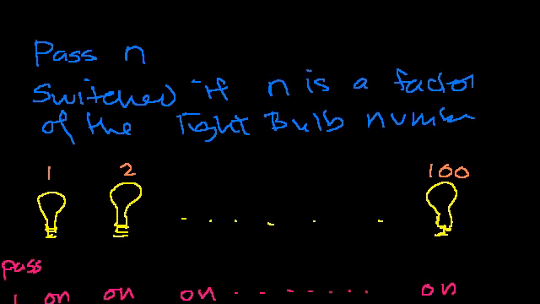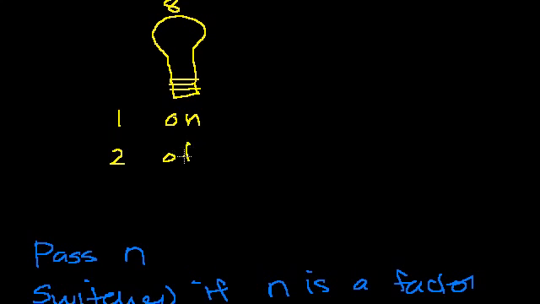So for example, let me draw light bulb 8. This is light bulb 8. So when will it be switched? On pass 1, we're definitely going to switch it on. Pass 2, it'll be switched off. I know that because 2 is divisible into 8.